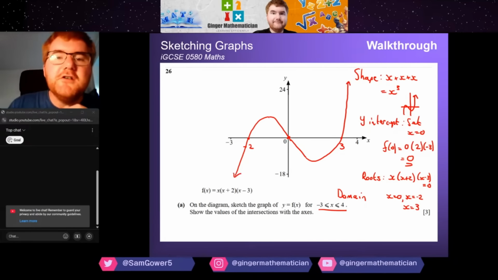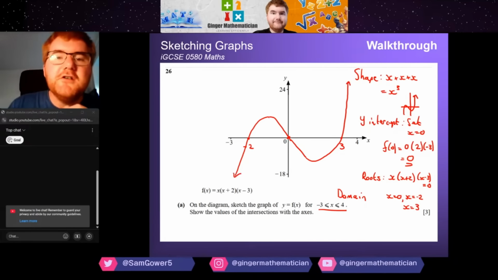If we wanted to, we could try and work out these maximum points. But for this question here, it's only a 3-mark question. They certainly will give you more marks to work with if they wanted those points. Notice that it's very clearly in the question here, show the values of the intersections with the axes. And that's what I've done. I've shown here, here, and here.